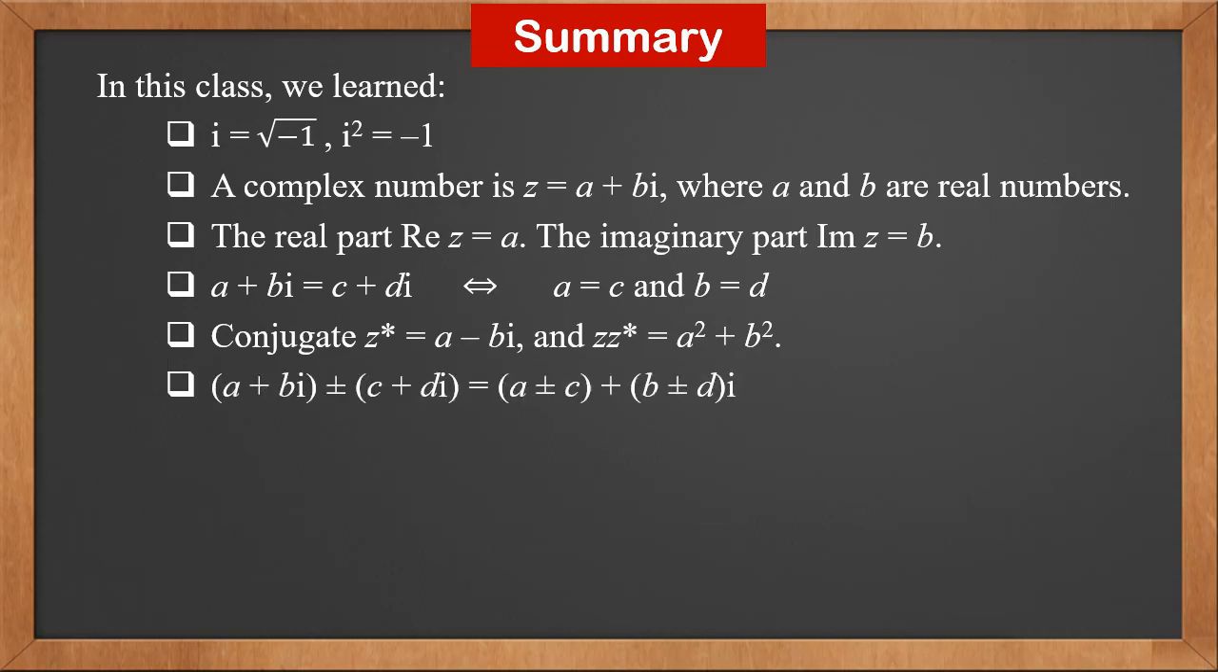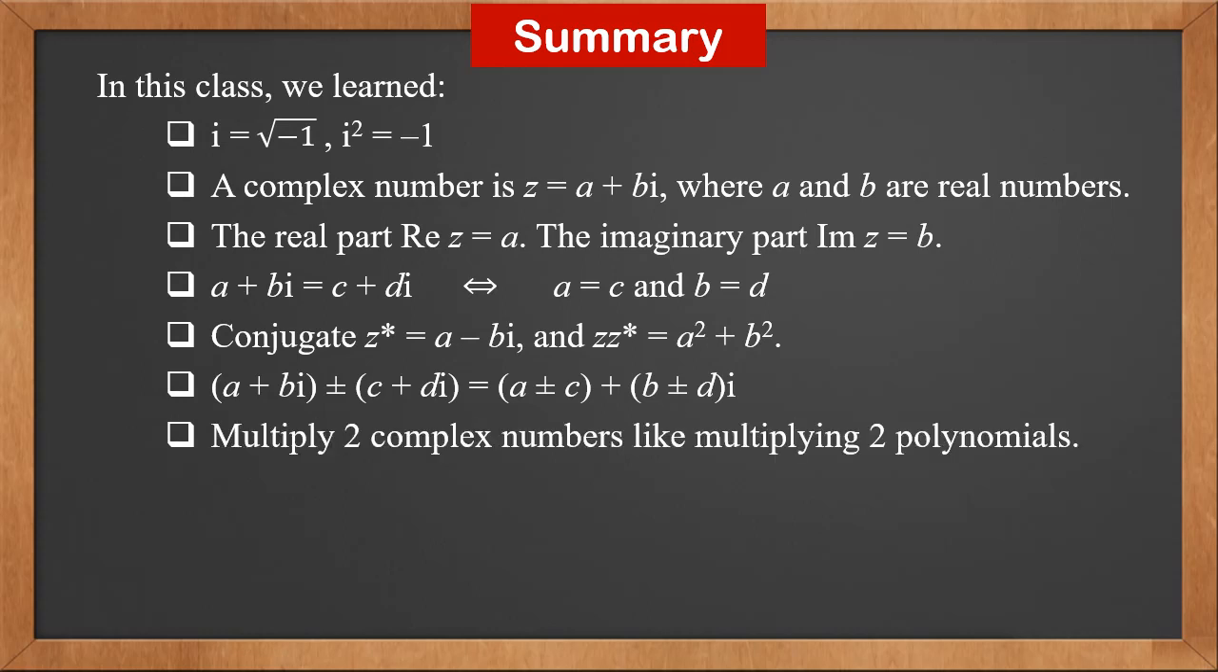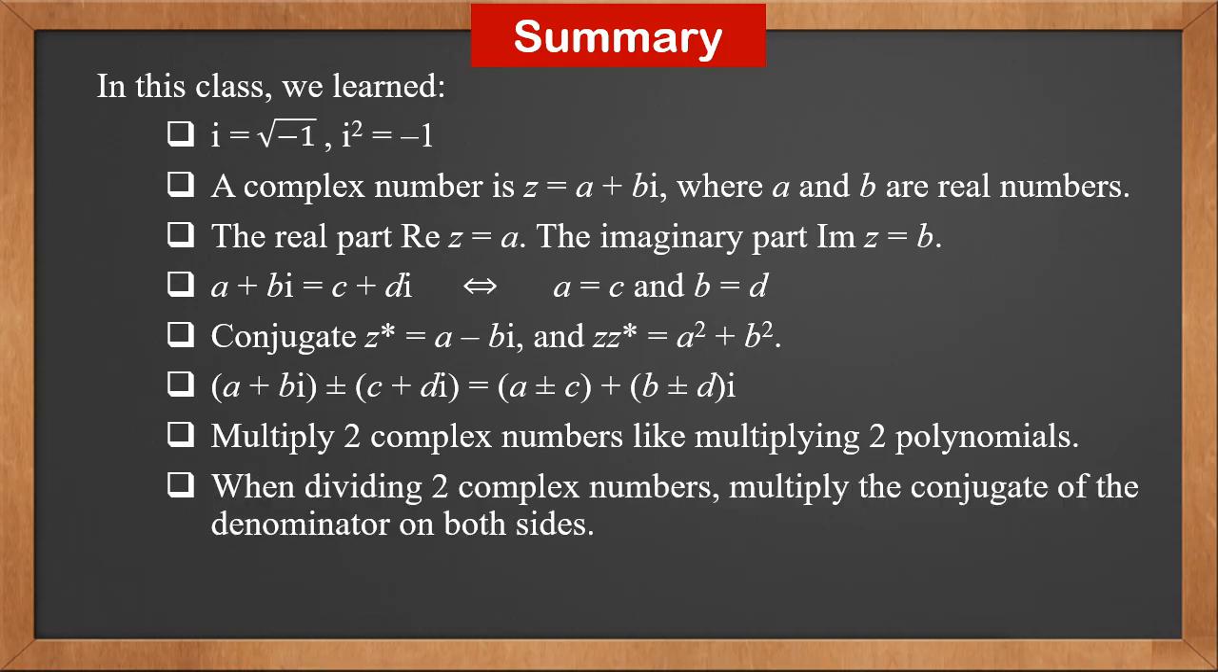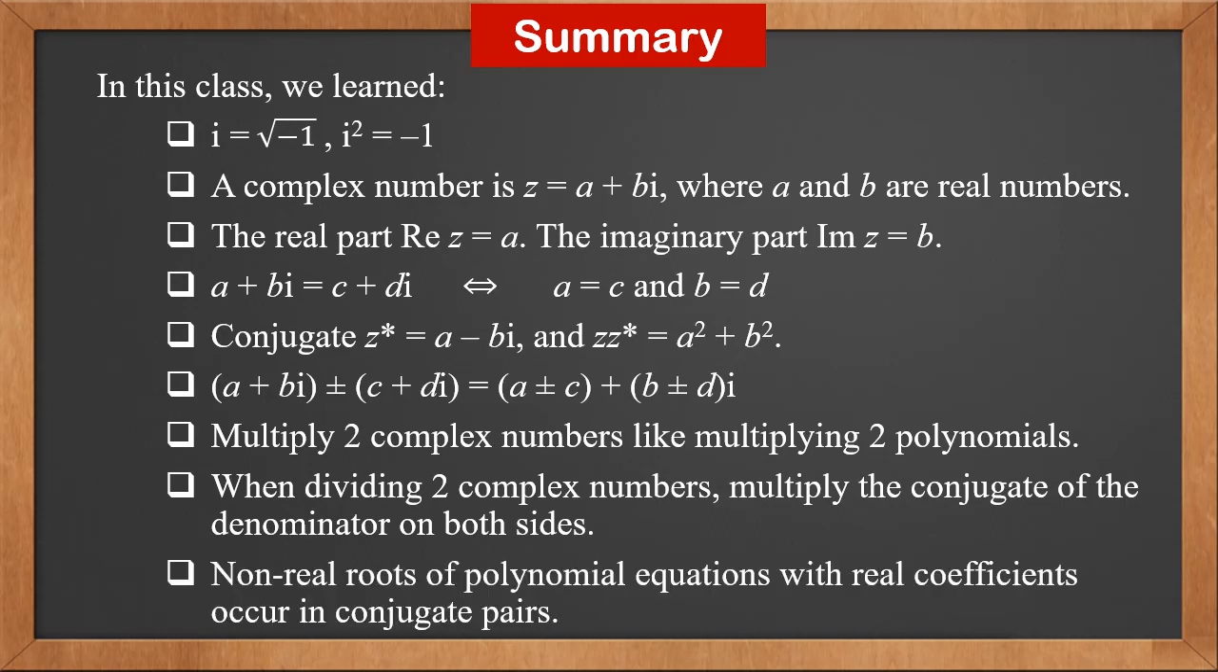When you add or subtract two complex numbers, you add or subtract the corresponding parts. You multiply two complex numbers like multiplying two polynomials. When dividing two complex numbers, multiply the conjugate of the denominator on both sides. Non-real roots of polynomial equations with real coefficients occur in conjugate pairs.